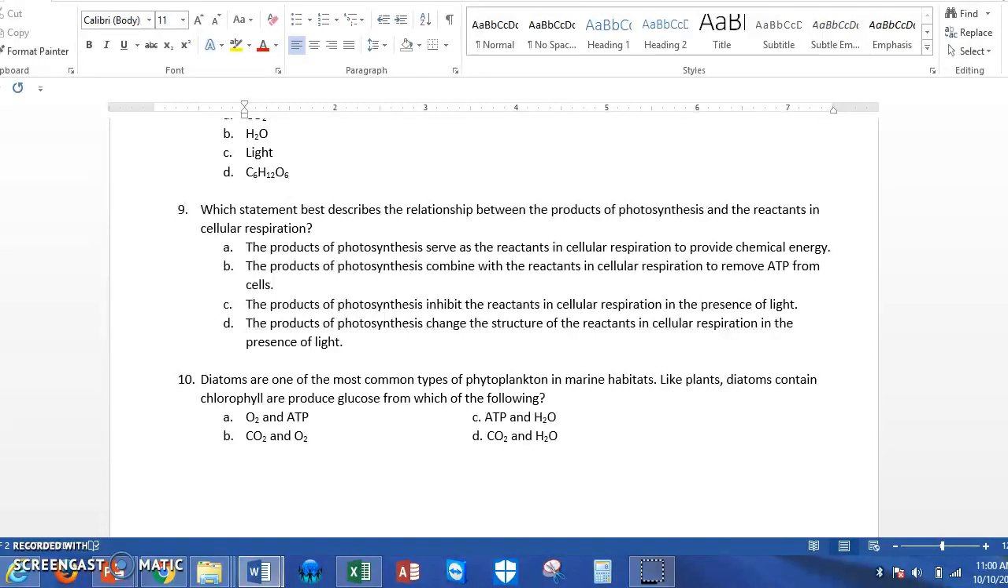Number 10. Diatoms are one of the most common types of phytoplankton in marine habitats. Like plants, diatoms contain chlorophyll and produce glucose from which of the following? A. O2 and ATP. B. CO2 and O2. C. ATP and H2O. Or D. CO2 and H2O.